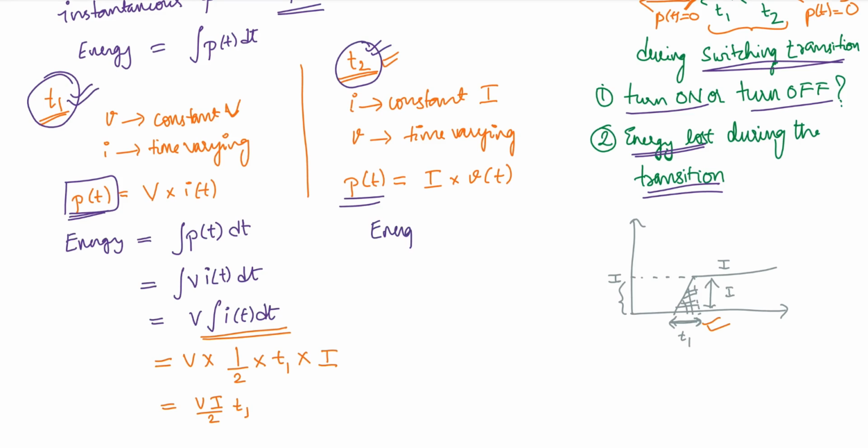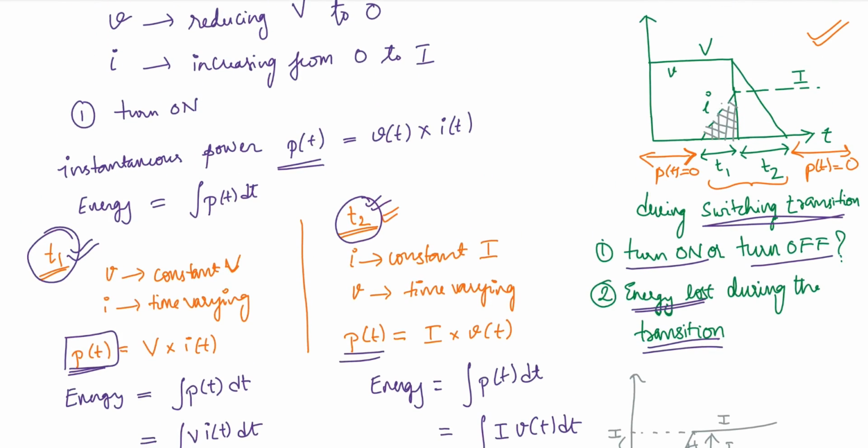For t2, the energy we will find in a similar fashion. This will be equal to the integral of P of t dt, which is the integral of I times V of t dt. Here also you will take the current outside because it is constant. Now here also the integral of V of t dt is the area under the voltage curve. So if you see the switching transient, this here is the area under the voltage curve. This is also forming a triangle.